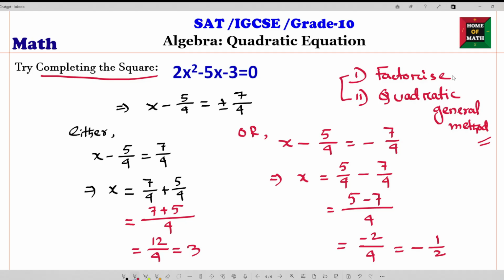What is factorizing? It's middle term factor. And the quadratic method is for a x square plus bx plus c, it means x equals minus b plus minus root over b square minus 4ac, divided by 2a. I will try to make solutions for this math with the other two methods in another video.